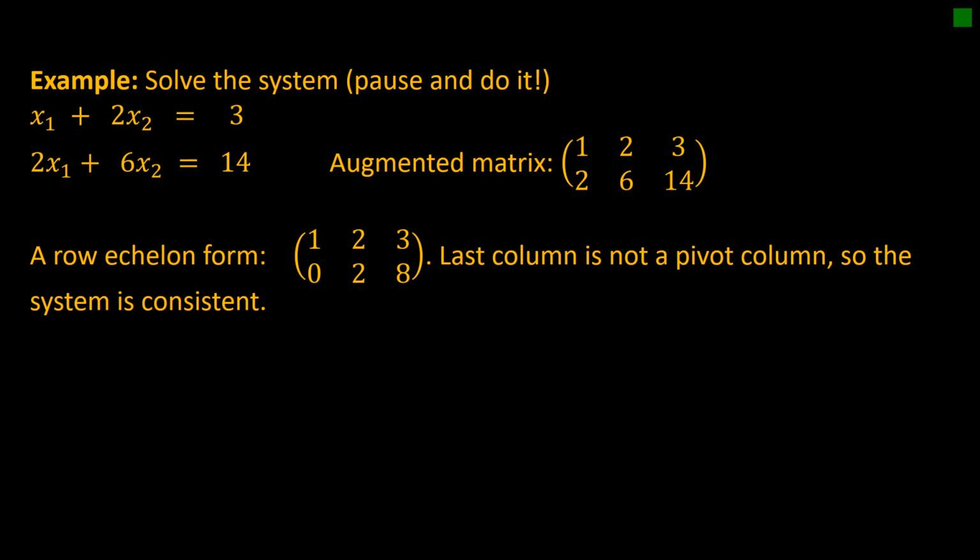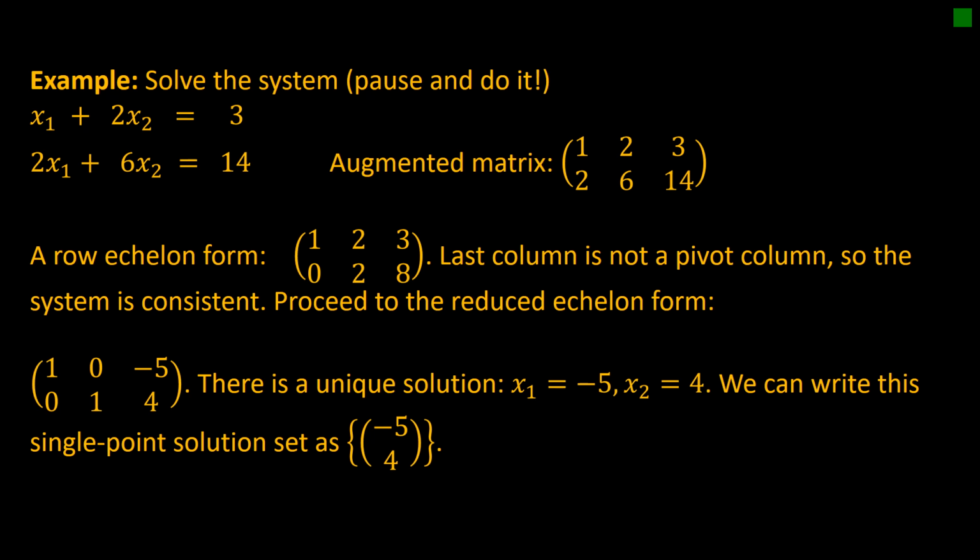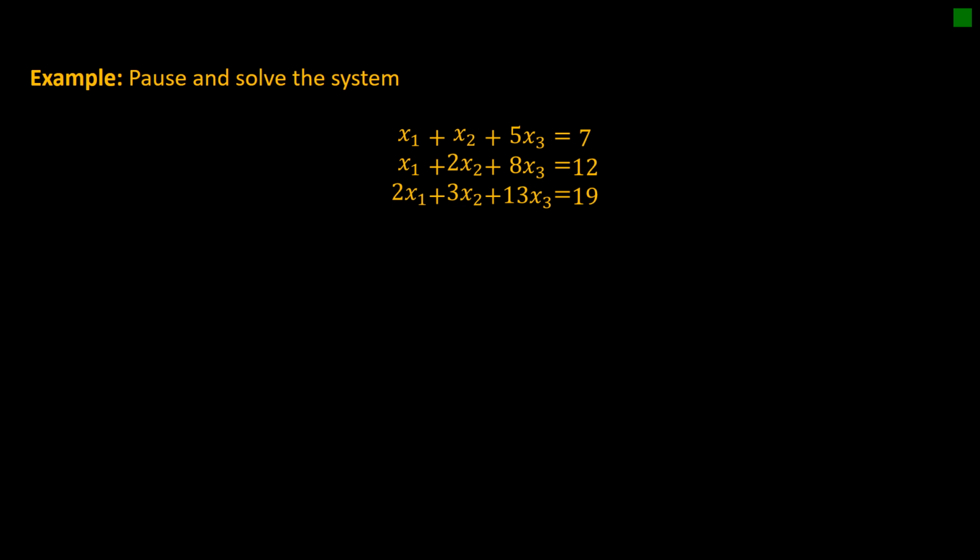I'm going to divide that second row by 2 to get a 1 in my pivot position, then use a multiple of that second row, add it up onto the first row to get a 0 above it, and there's what we end up with. So we have the matrix in reduced row echelon form. Every column is a pivot column except the last one, so we have a unique solution. X1 is -5, X2 is 4. And we can write it like this, a single point solution set, right? The ordered pair (-5, 4) inside set brackets. There's the solution set. One more example, so pause and solve this one.